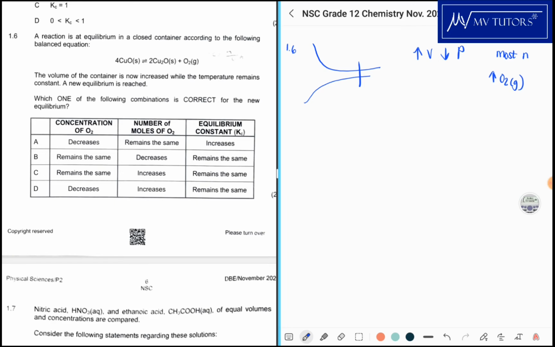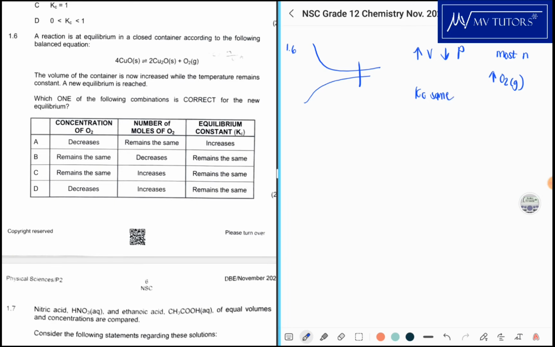And then now it says the volume of the container is now increased. We've dealt with that, while the temperature remains constant. Okay, so if temperature is constant, what does that tell us? It tells us, okay, I see the table here. It means that the equilibrium constant will remain the same. So temperature that is constant means Kc stays the same.